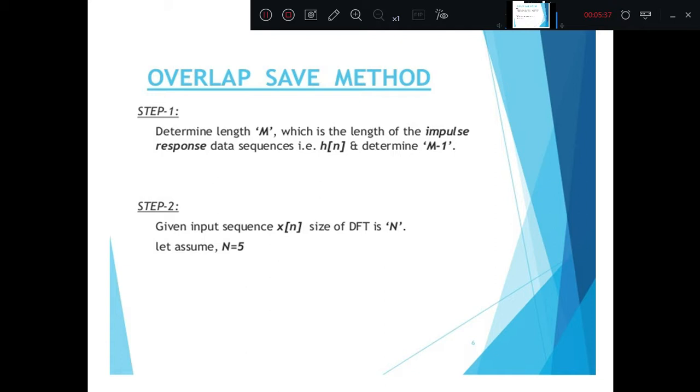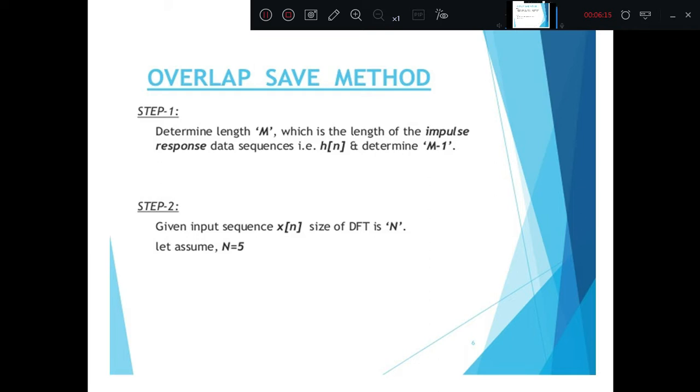And assume the size of DFT is capital N. The size of DFT is what? Capital N. Understood? I am not talking about the size of x of n. I am assuming the size of my DFT is capital N. Understood? So now I have to divide the long input sequence x of n into blocks of the input sequence with a finite, very small number of samples.